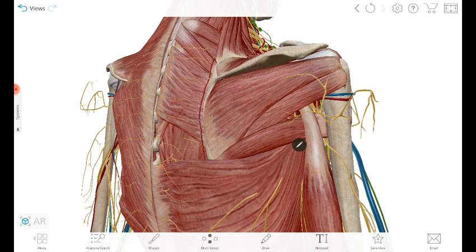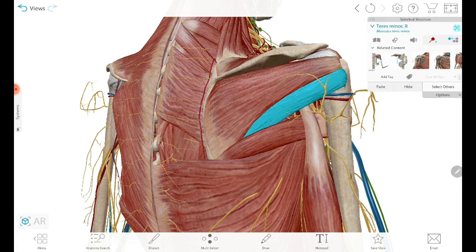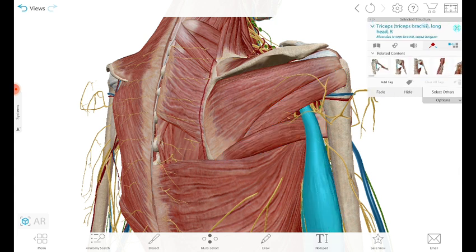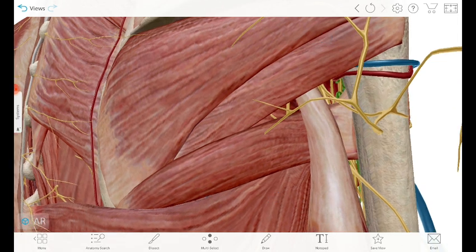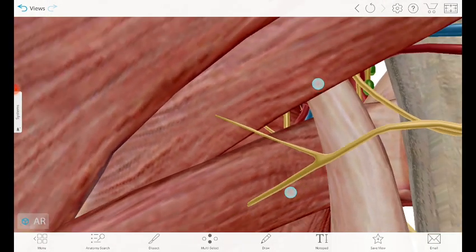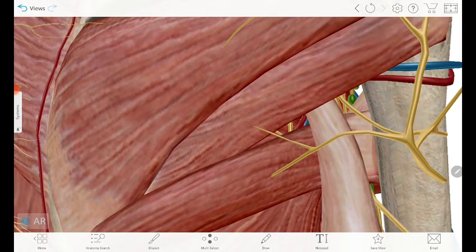The first space is this small triangular space that you are seeing. This small triangular space is present in between the teres minor muscle, the teres major muscle, and the triceps muscle. So this is the teres minor, this is the teres major, and this is the triceps muscle. This small triangular space is the upper triangular space.